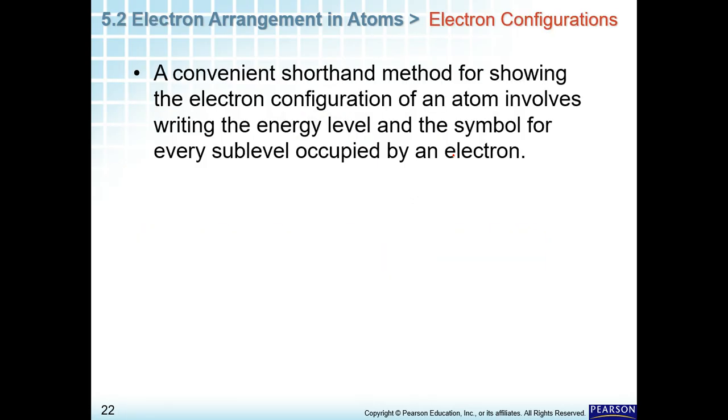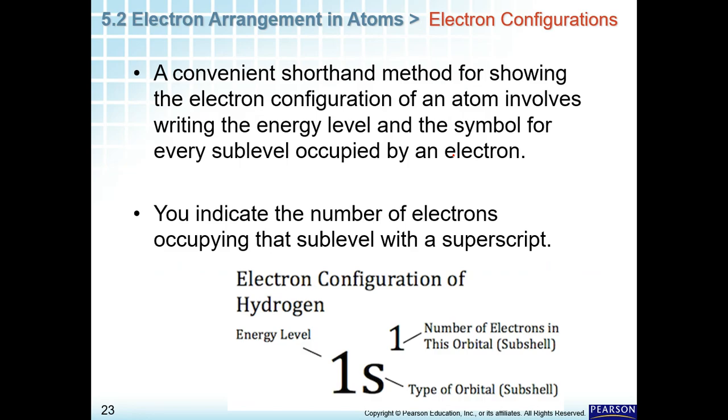Now, drawing electron box diagrams can be very tedious and time-consuming, and no one wants to draw all those arrows. So there is a shorthand method for showing electron configurations. I kind of introduced this to you when I gave you the definition of electron configuration. Again, it involves writing the energy level first, followed by the letter that represents the sublevel, and then a superscript that represents the electrons within that sublevel.